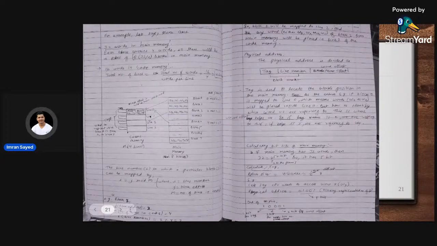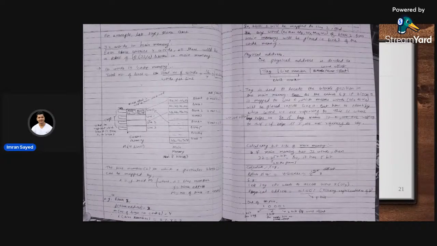If you see this, this is how we calculate. Block 0, what will be the value of j? j is 0 because block is 0. Modulus 4, how many lines in the cache memory? It's 4 lines. So 0 mod 4 is 0. That's why block 0 will be mapped to line 0. Similarly, block 2, 2 mod 4 is 2, so block 2 will be mapped to line 2. As you can see, each block is mapped to a specific line in the cache memory. So that's the concept of direct mapping.